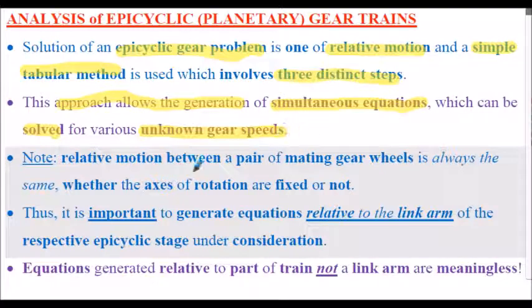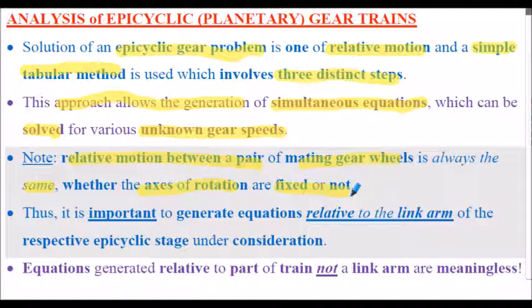So we can use these simultaneous equations to solve for the unknown gear speeds. Relative motion between a pair of mating gear wheels is always the same, whether rotating or not. But one thing we haven't had before is a situation where the spindles that the gears are connected to are moving. They've always been fixed in all our simple trains and our compound trains. Now the spindles are moving. So now we have to be careful.